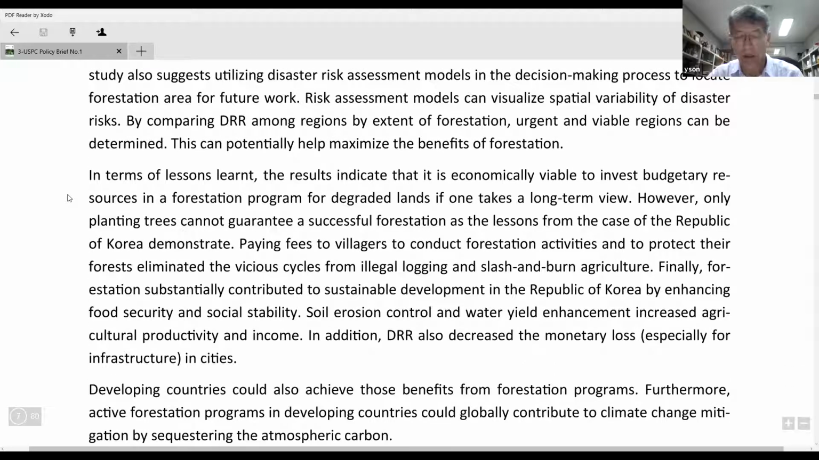In terms of lessons learned, our results indicate that reforestation is economically viable to invest budgetary resources for degraded lands if one takes a long-term view. Again, it takes time to see the net benefits after reforestation. Still, it is economically viable in long-term view.